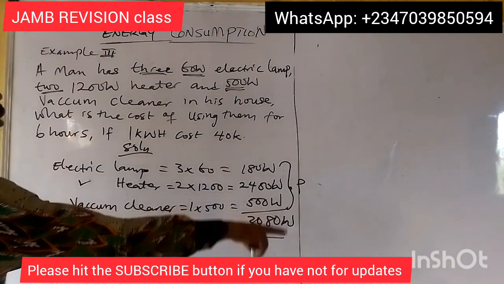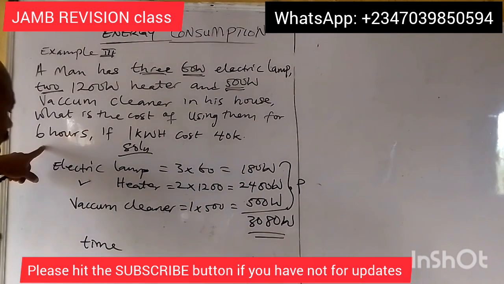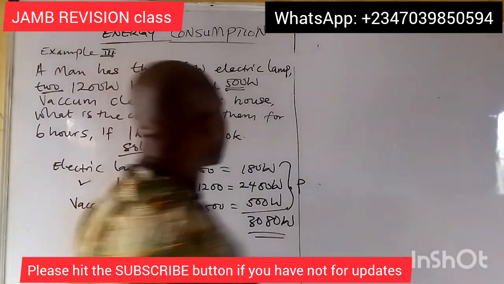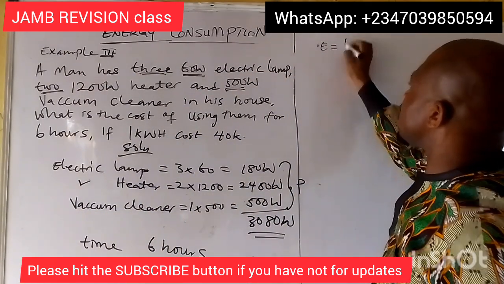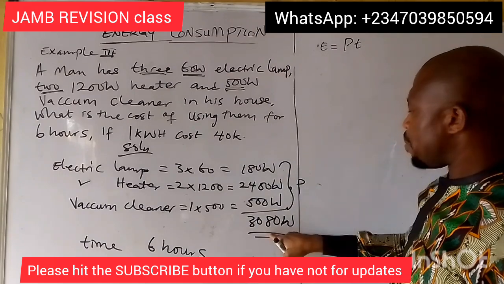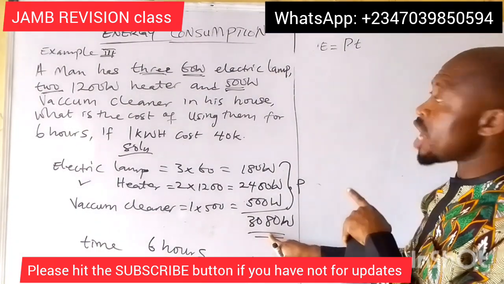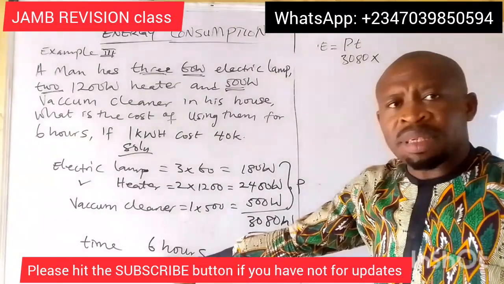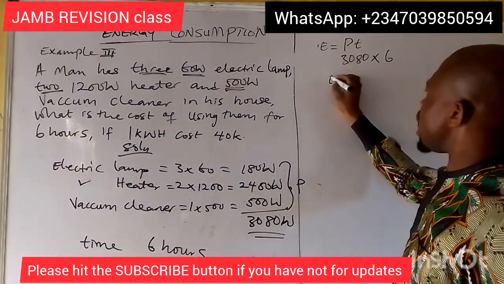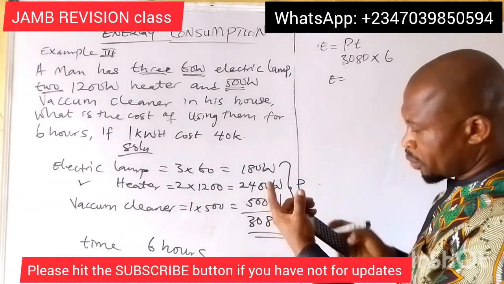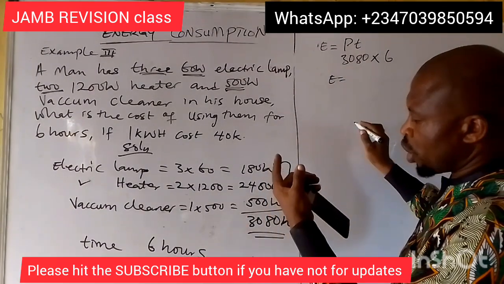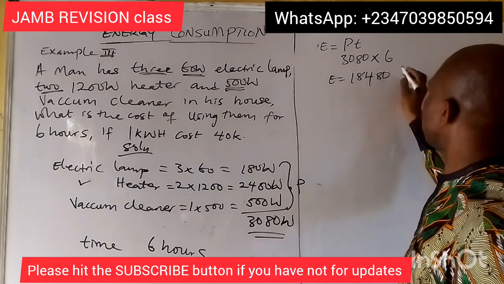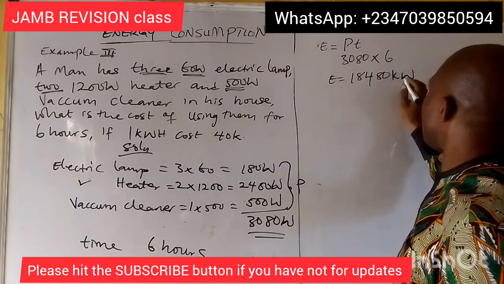Now, time here, the things were used for 6 hours. Time here is 6 hours. Therefore, energy consumed is power times time. Power consumed is 3,080 watts, times the time. Time taken is 6. Now, energy is equal to 3,080 times 6, which will give us 18,480 watt hour.